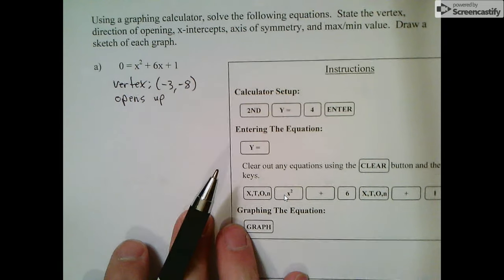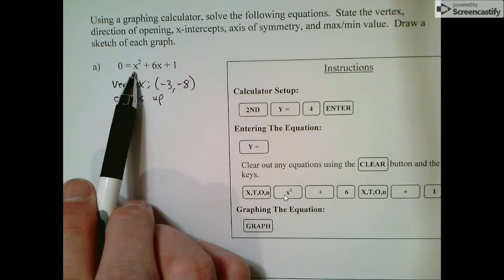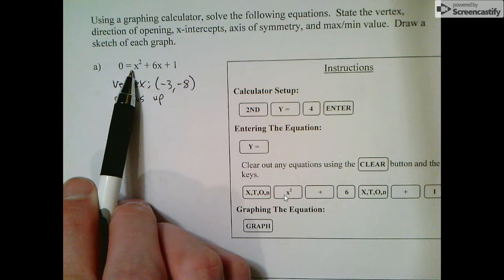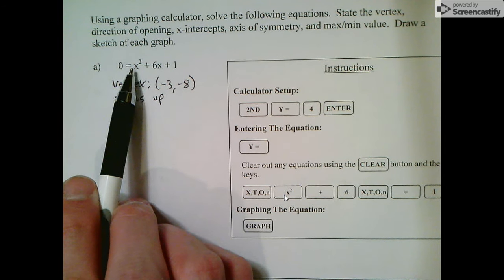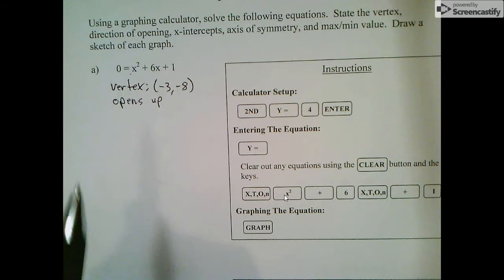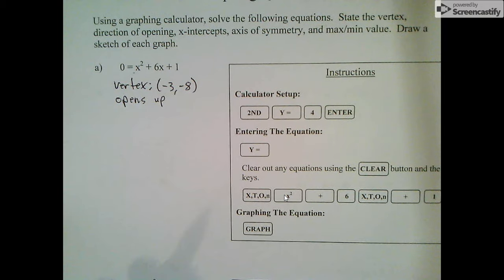Spoiler alert, you can actually tell before you graph it if it opens up or down. Just look at whether or not the number in front of x squared is negative or positive. If it's positive, it opens up. If it's negative, it opens down. The axis of symmetry. No, the x-intercepts, so the x-ints.